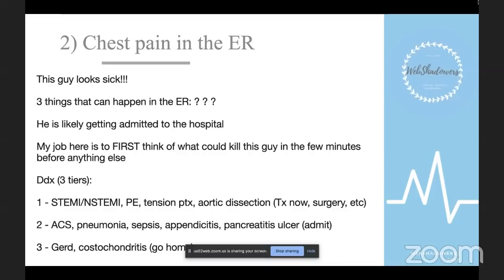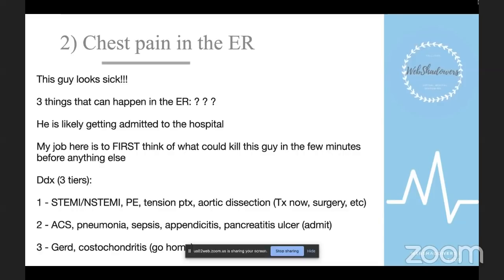They could have ACS, similar to an MI, basically a heart problem, pneumonia, sepsis, appendicitis, pancreatitis, ulcer, things like that, that may or may not kill the patient right now in the ER, but they need to be treated and admitted to the hospital. So that warrants further workup.